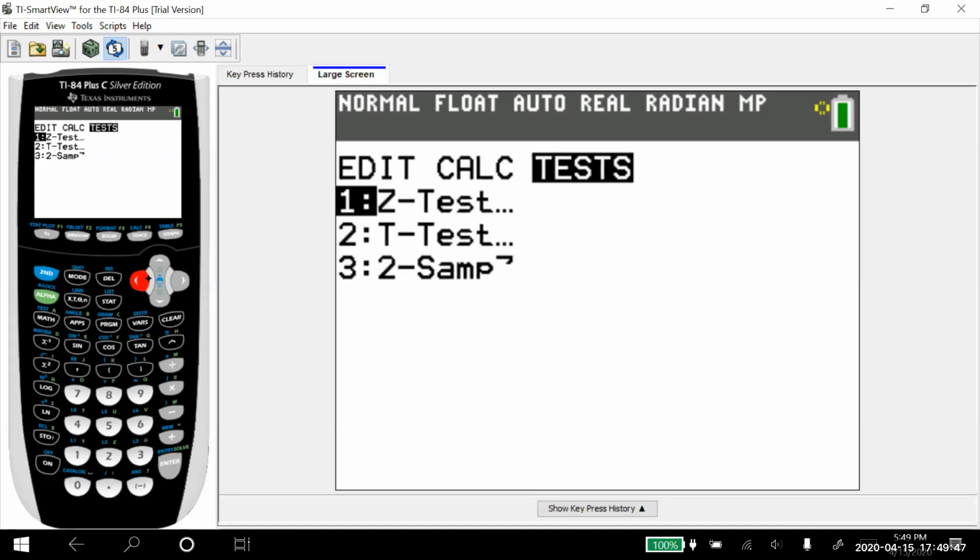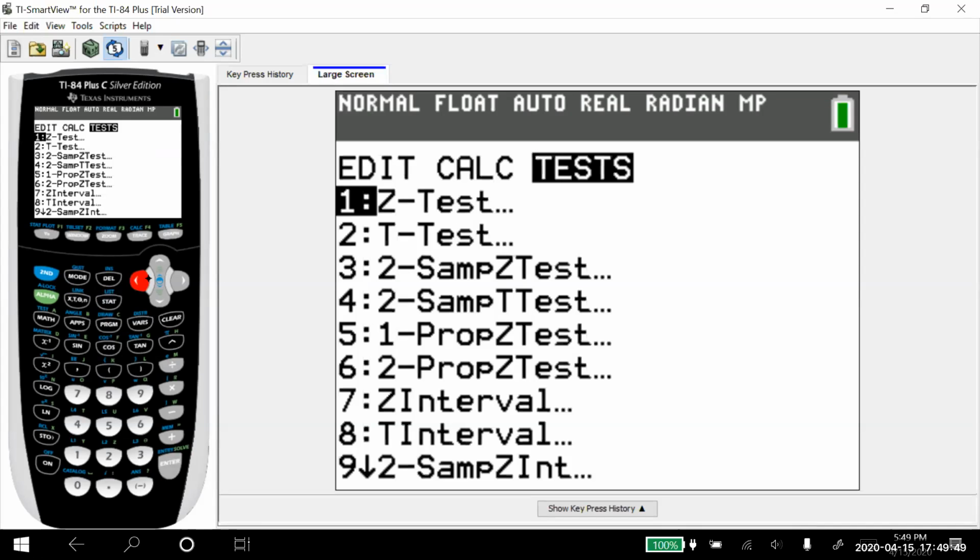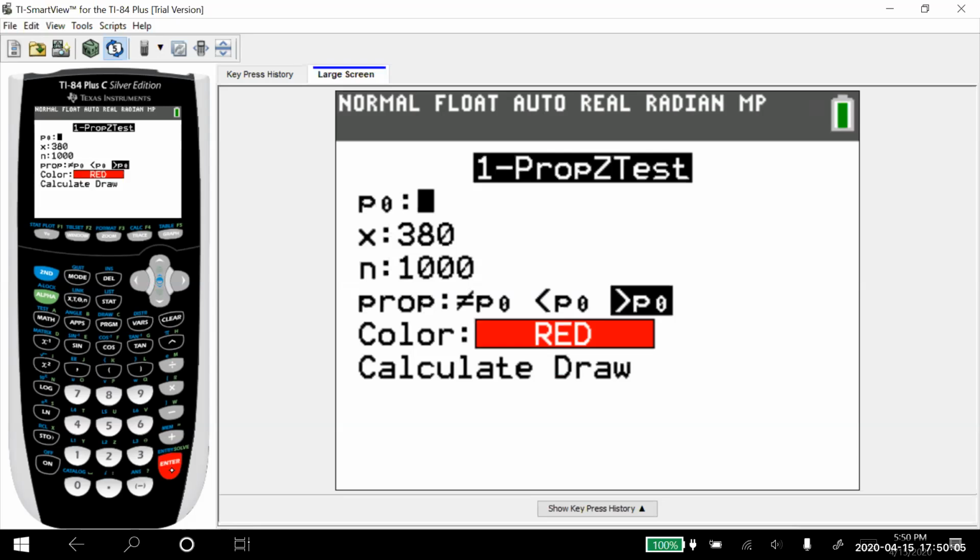Stats, tests, but this time it's a one prop Z test. Notice that's down at number 5. There it is, one prop Z test. Again, I arrowed down so you could see which one I'm picking, but if you just push the number 5, it'll just select it for you. You don't have to arrow down at all to get there.